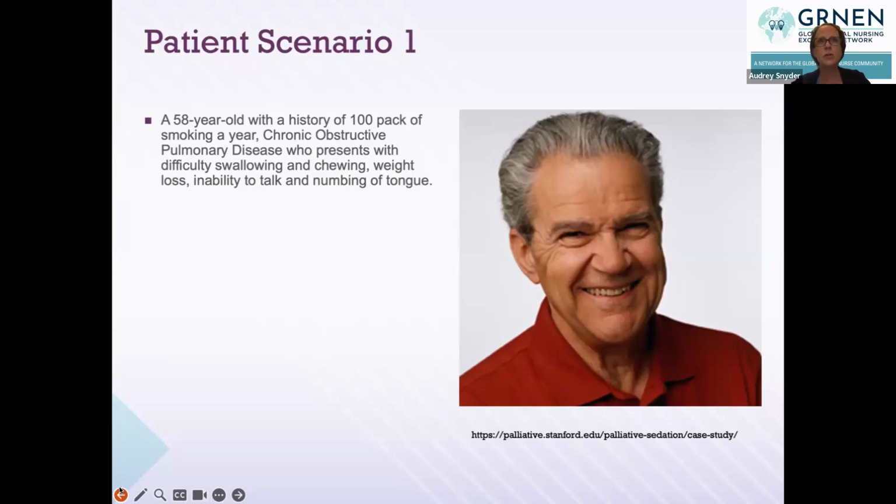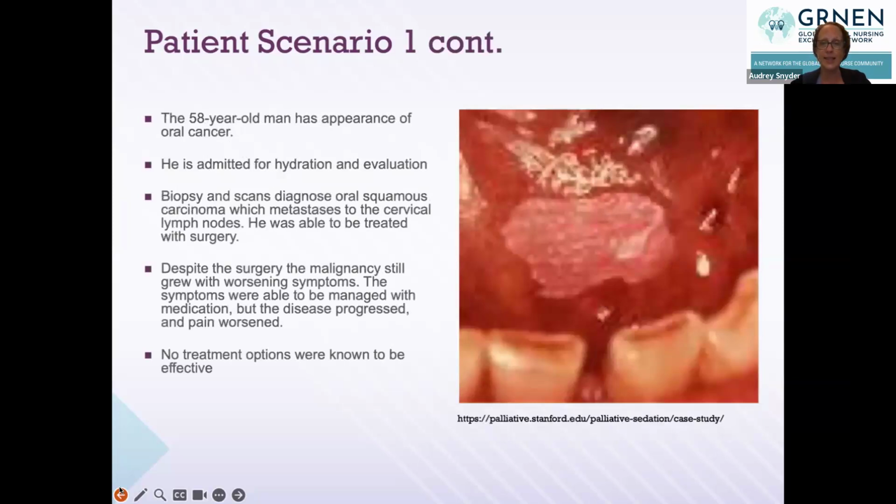We've got this patient who's a 58-year-old who has a history of 100 years of smoking. He has chronic obstructive pulmonary disease. He presents with difficulty swallowing and chewing, weight loss, inability to talk, and numbing of his tongue. So on exam, he has the appearance of oral cancer. He's admitted for hydration and evaluation. And biopsy and scans are done, and he is diagnosed with oral squamous cell carcinoma with metastasis to his cervical lymph nodes. He agrees to have surgery, and that's treated.